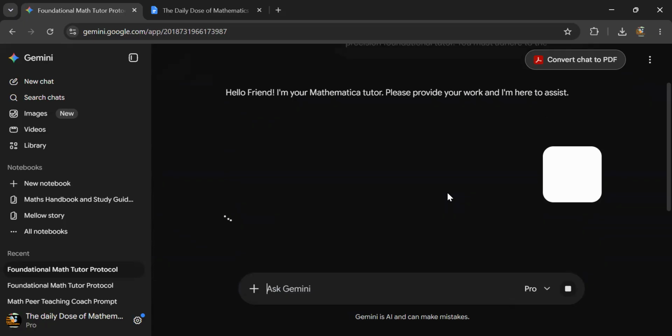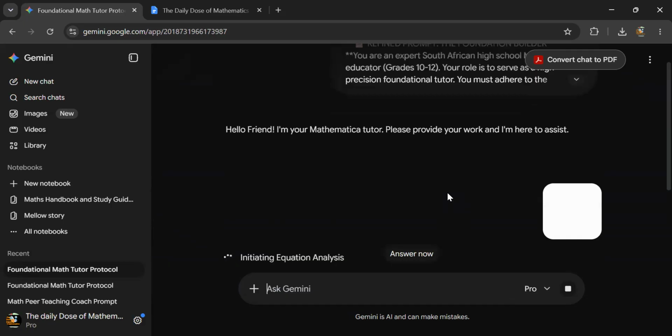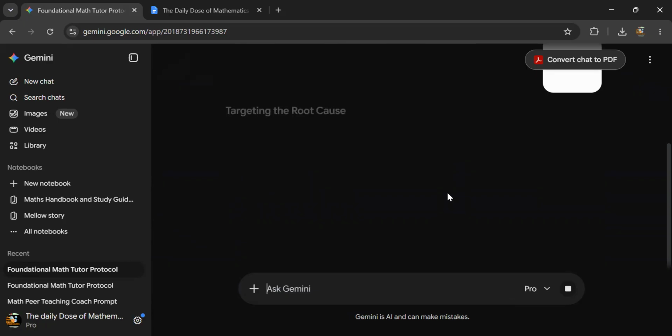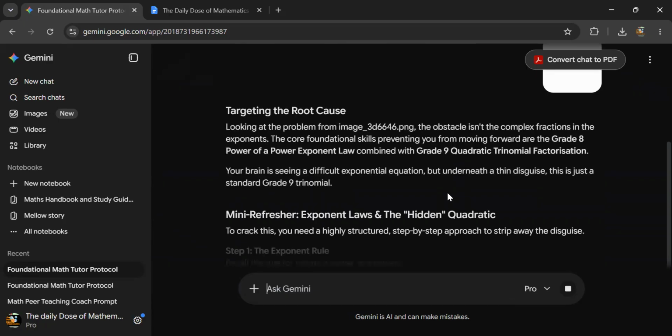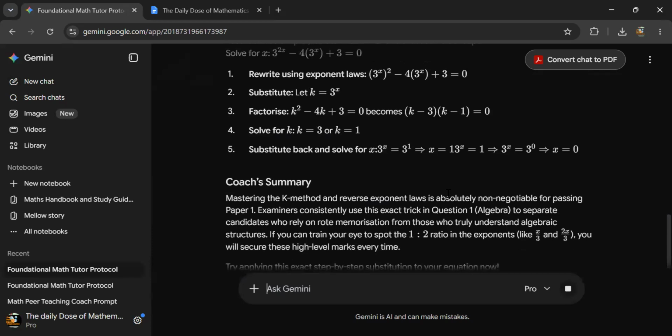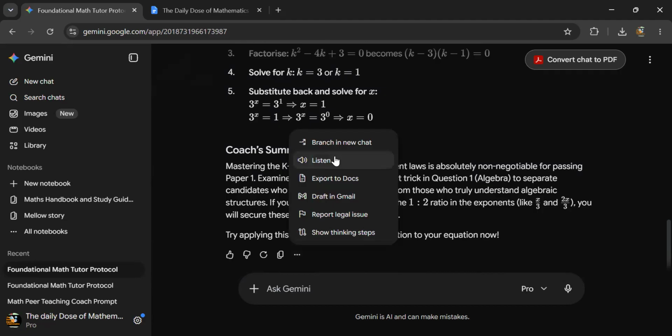The prompt is going to say, hello friend, I'm a mathematical tutor. Please provide your work and I'm here to assist. Okay, now let's take our question. It's initiating, unveiling the quadratic structure. Remember, you guys, you can use either of the AIs. We prefer using Gemini, but you can use Meta AI or ChatGPT. The AI is going to take a while to analyze our question.